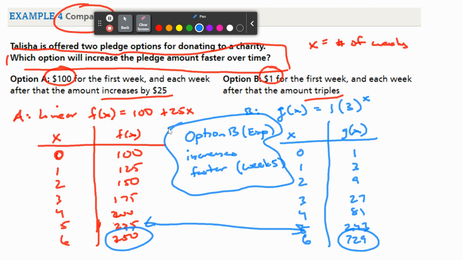Again, our state test loves the idea of how exponentials grow faster than linear. Okay, so keep that in mind as you go forward from here.